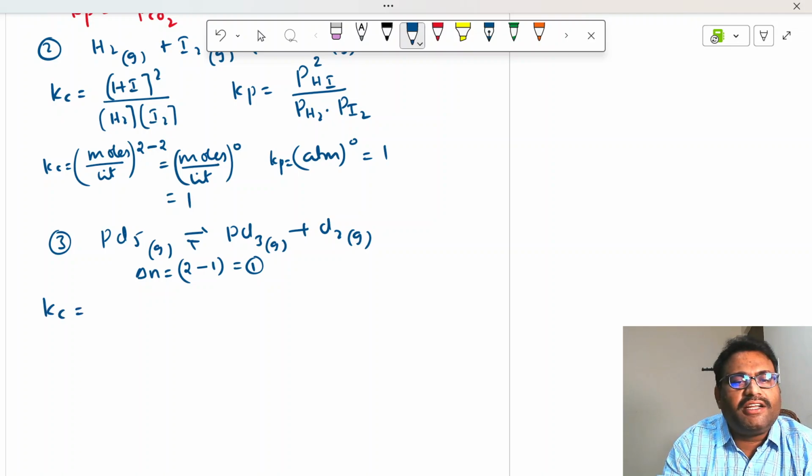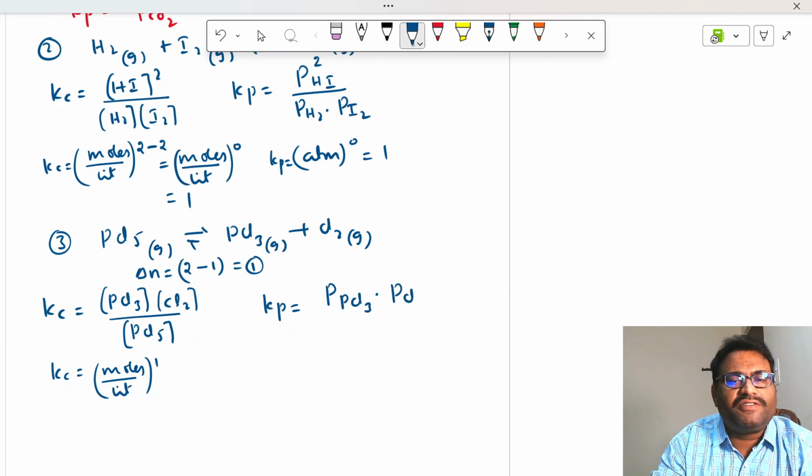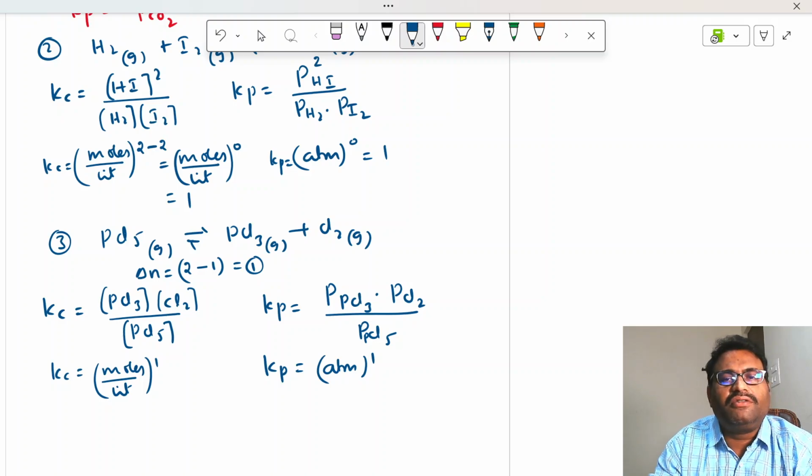How can you write Kc? Kc can be written as PCl3 concentration into Cl2 concentration by PCl5 concentration. So the units of Kc can be written as moles per liter, since delta n is 1. Kp, if I write, is the partial pressure of PCl3 into the partial pressure of Cl2 by the partial pressure of PCl5. Kp units are atmosphere power 1, that is equal to atmospheres, right?